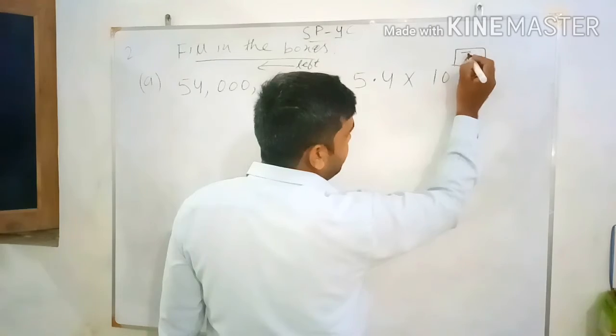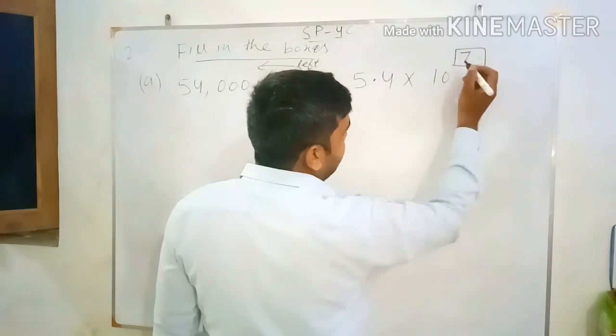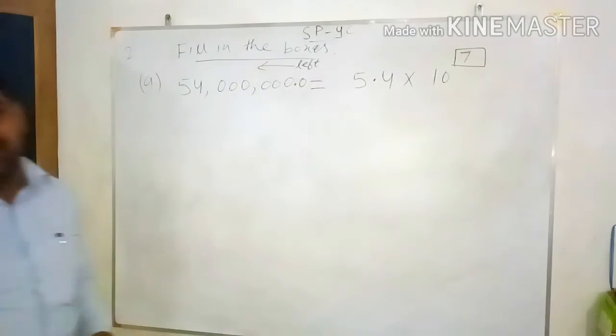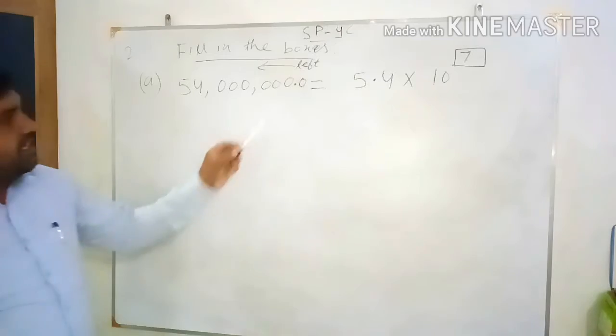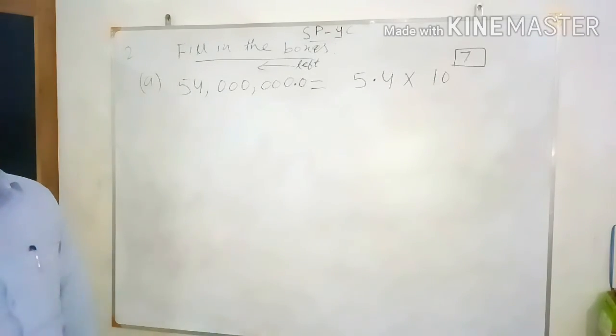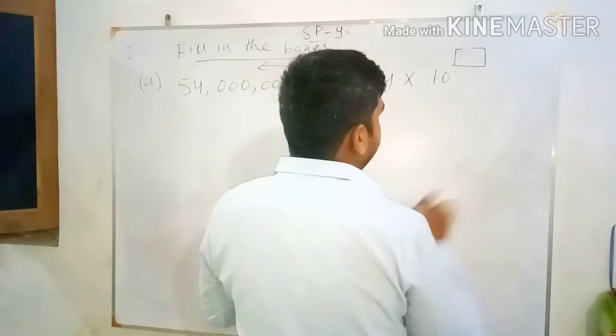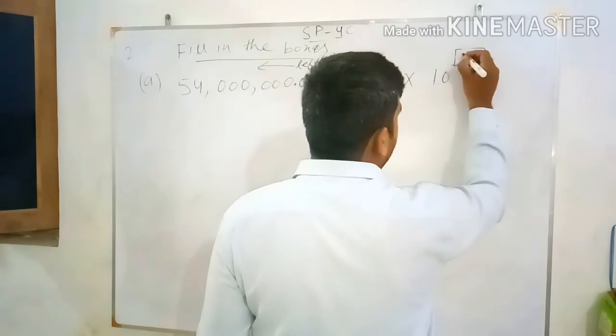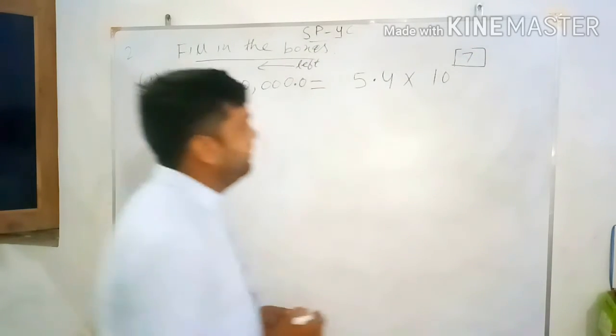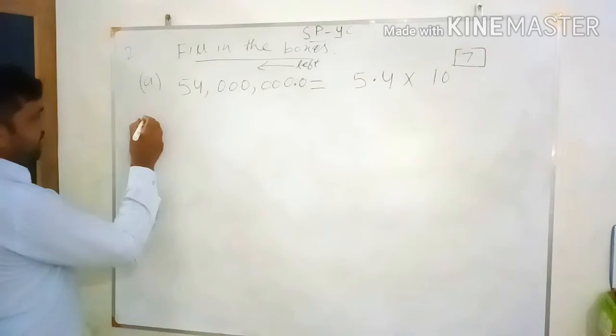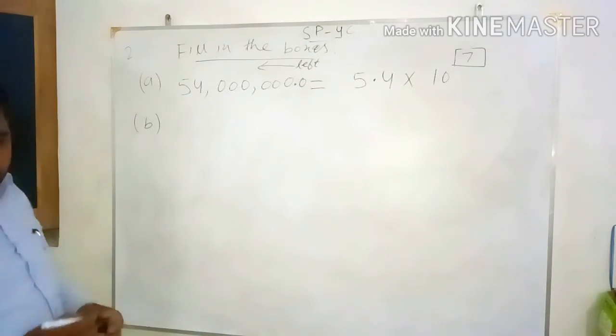As many places as you are shift the decimal, that number you have to raise over the 10. Here I have shifted the decimal 7 places left, so the power over 10 would be 7, because I have shifted the decimal 7 places left. Okay. Next question, B.